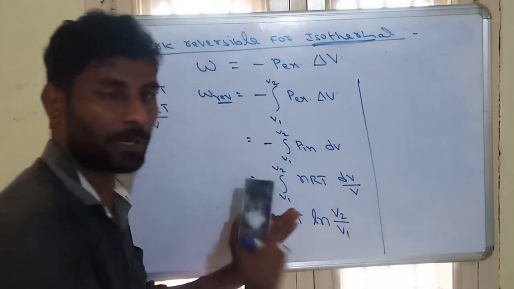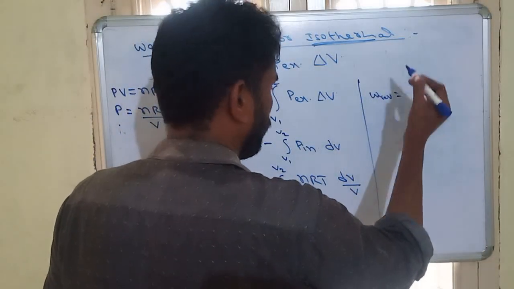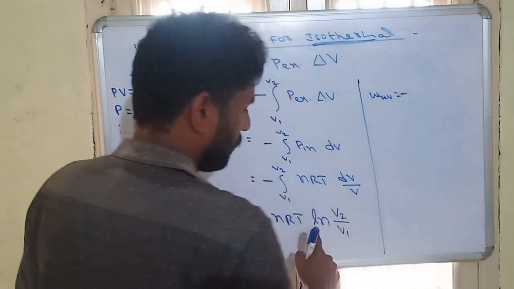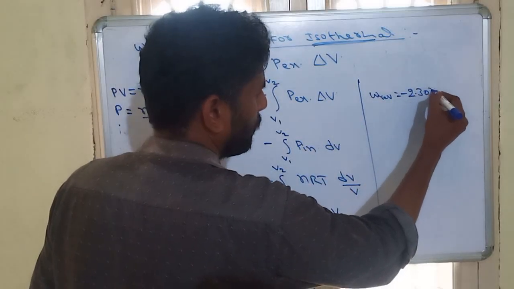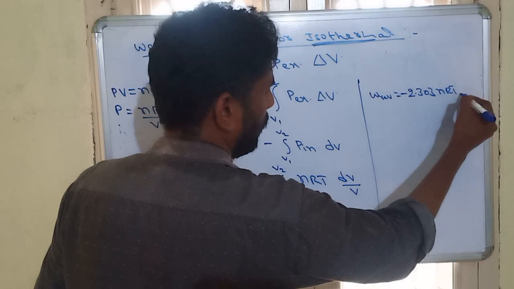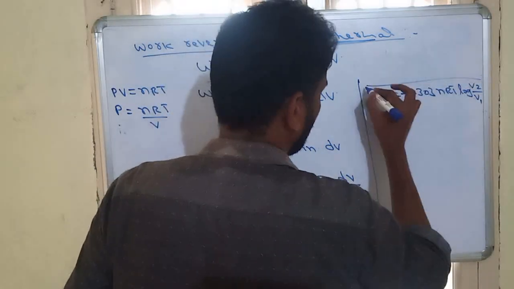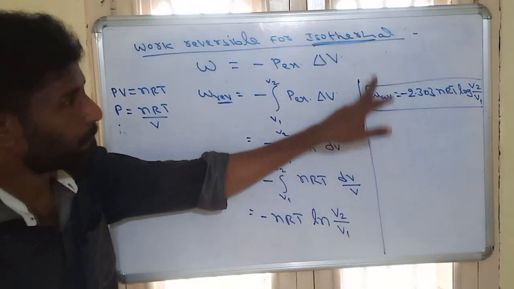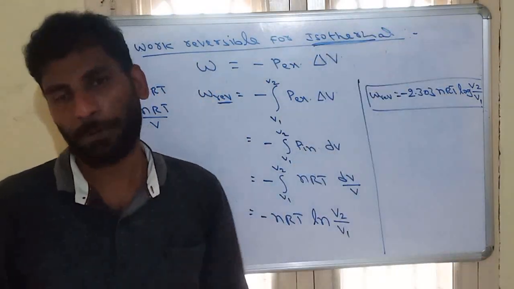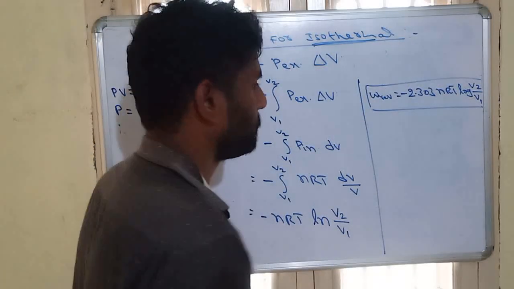So ln we can convert to log value. For the reversible work formula, when ln is converted to logarithm, the value will be 2.303 nRT log V2 by V1. So this is the important formula. This is the work for an isothermal reversible process. When volumes are different, we use this formula.